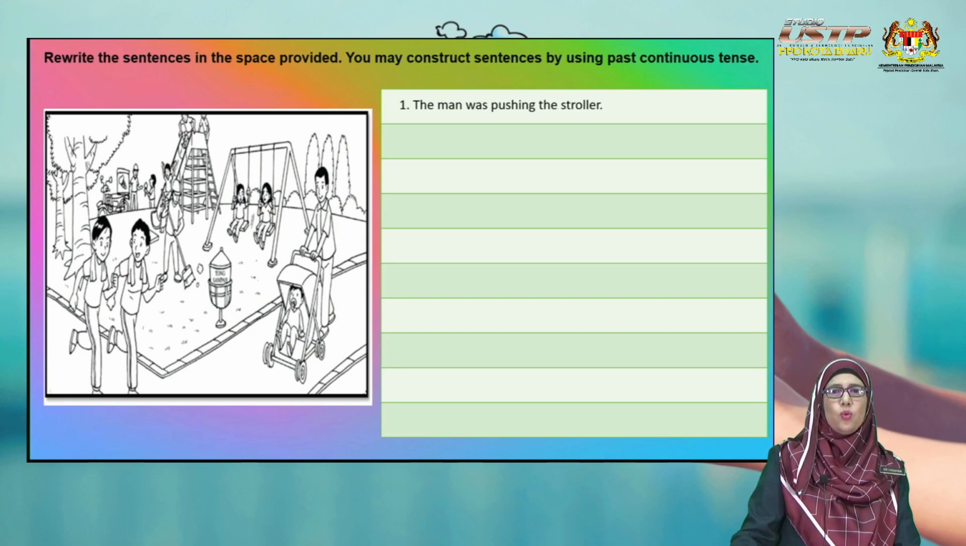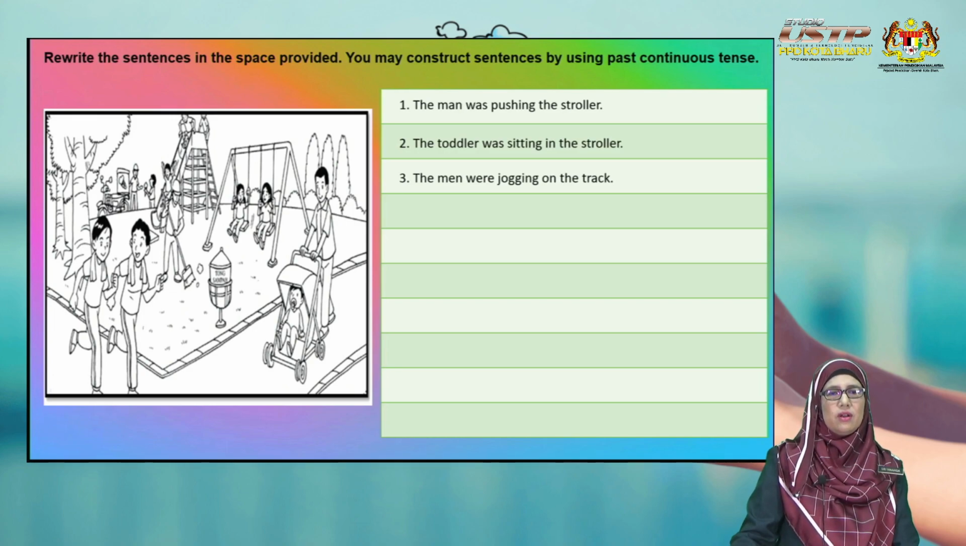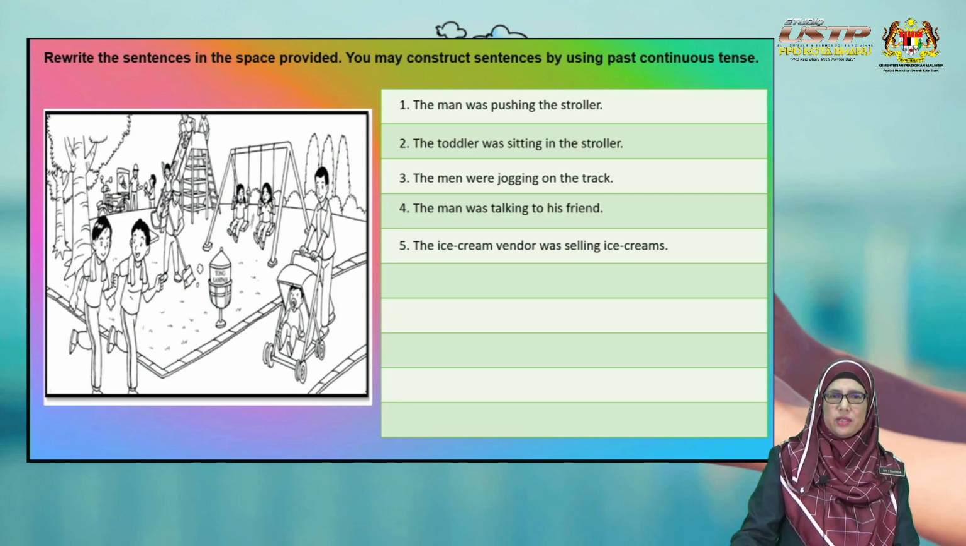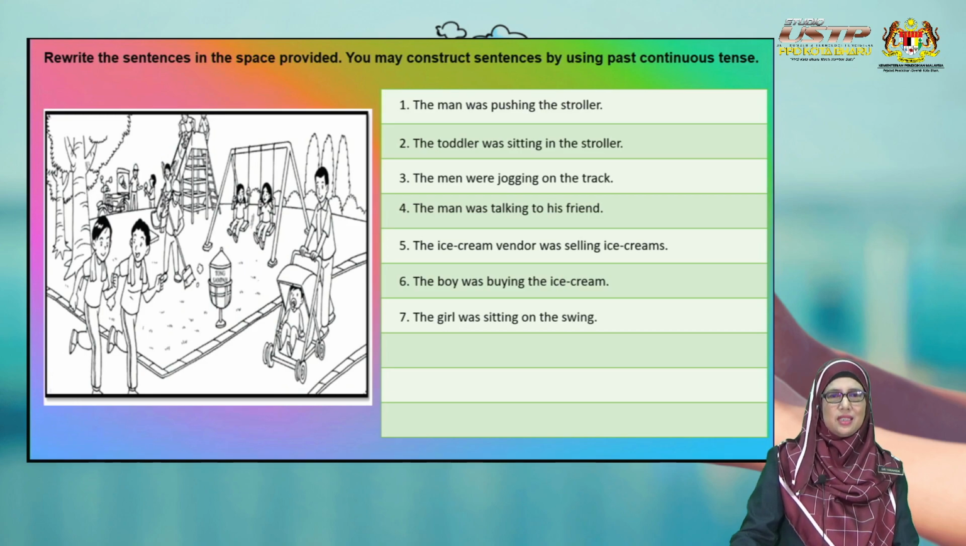The man was pushing the stroller. The toddler was sitting in the stroller. The men were jogging on the track. The man was talking to his friend. The ice cream vendor was selling ice creams. The boy was buying the ice cream. The girl was sitting on the swing.